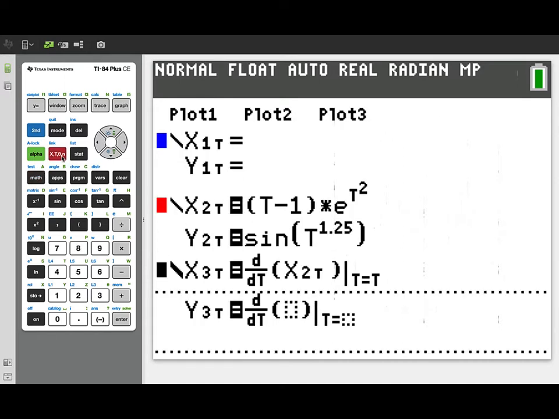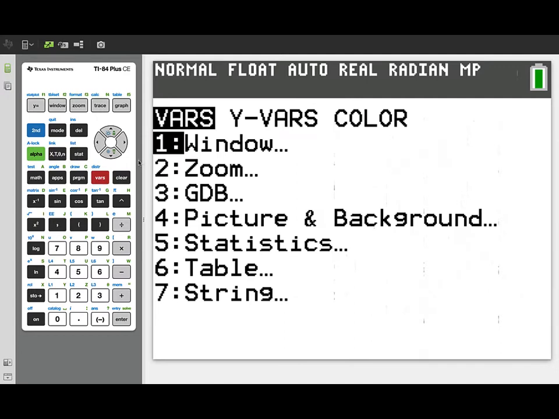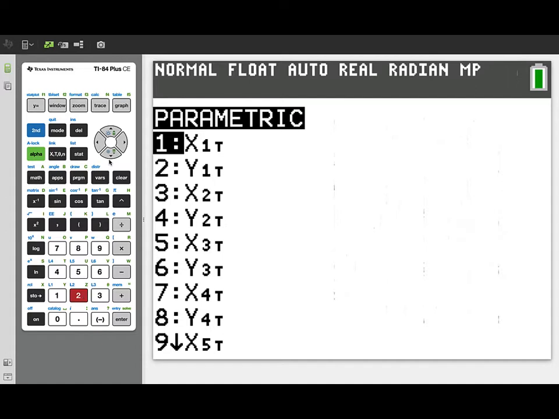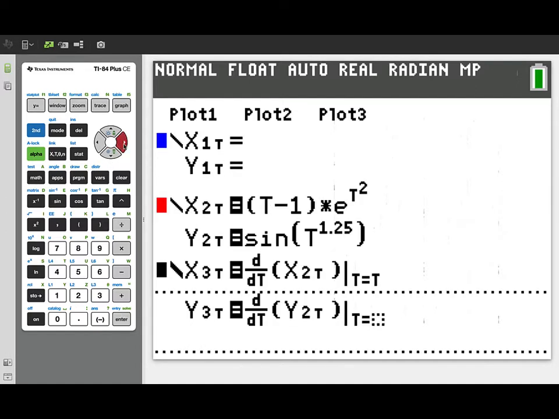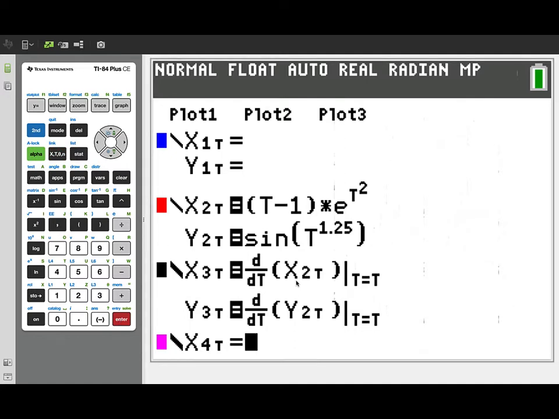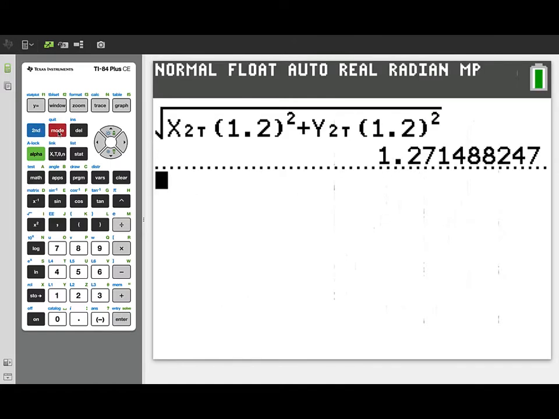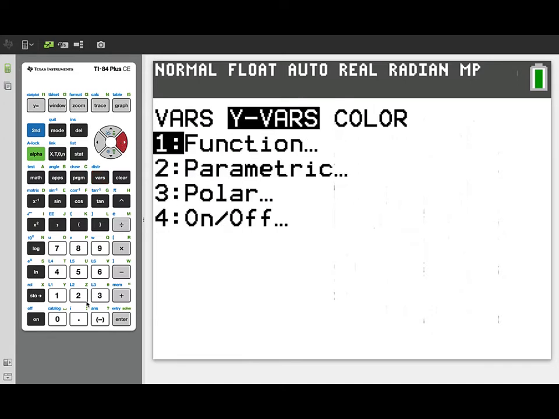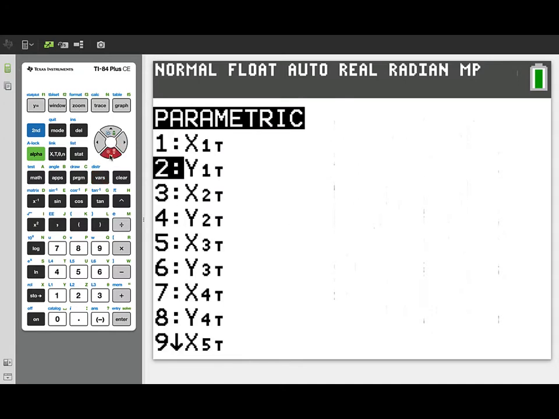And we'll do the same for the y component. So the y component of acceleration will be the derivative of the y component of the velocity. So I'll retrieve y2 of t, differentiate with respect to t, evaluate it at t, and there are our components of our acceleration function right here. If I return to the calculator screen, I can now evaluate those two components that I've just defined at 1.2 to answer that question about acceleration.